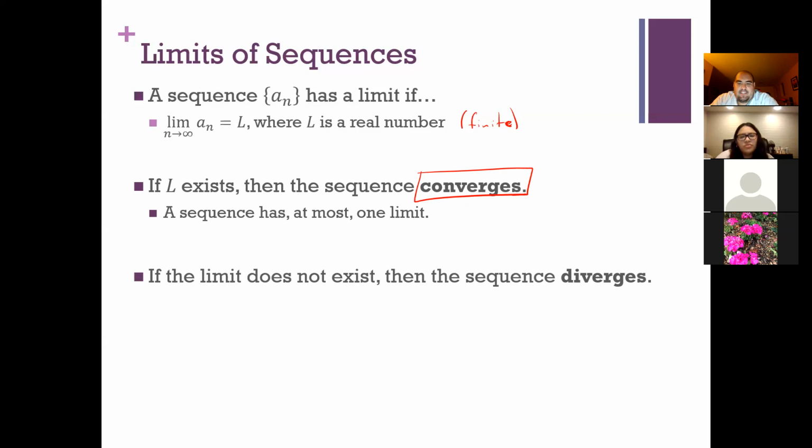If that limit does not exist, then the sequence diverges. So really there are two things that a sequence can do. Does it converge or does it diverge? And really the only way a sequence can converge is if it has one limit. So this is one definition of whether a sequence converges. I'm going to show you another one in just a bit, but any questions on this first definition?